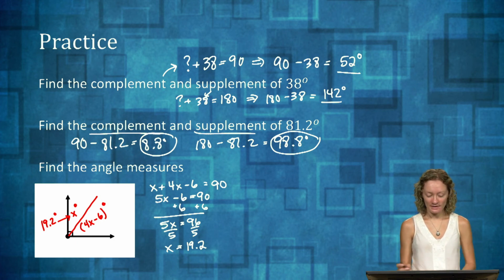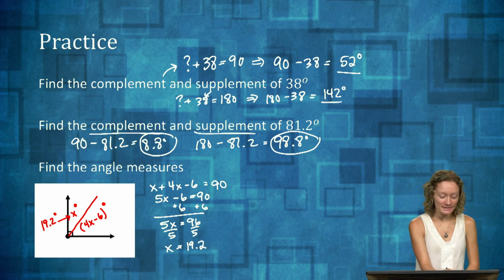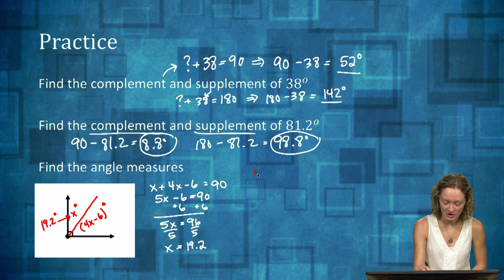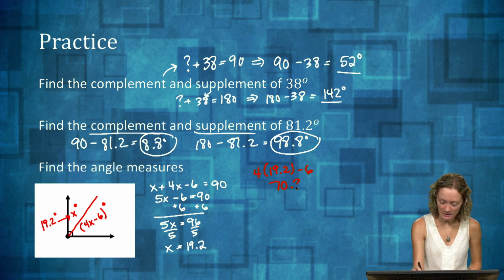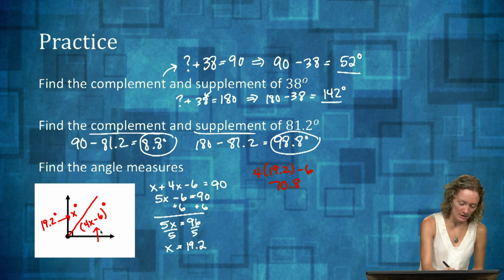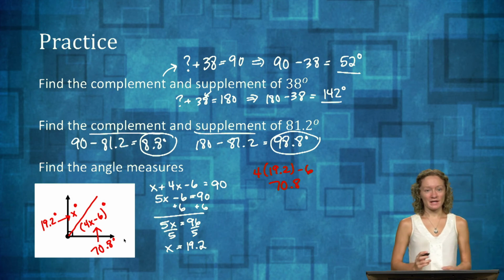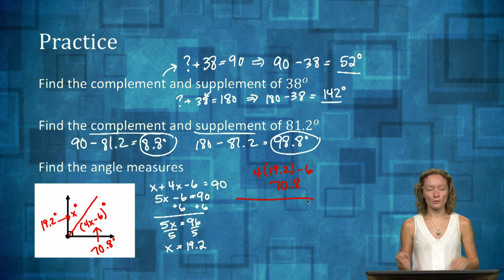The first way is to plug what you know x is back into this expression. 4 times 19.2 minus 6 gives us 70.8. So the other angle is 70.8. But there's a quicker way to get there. And they're both pretty simple.